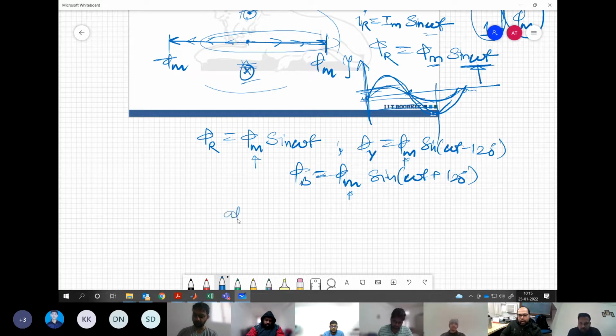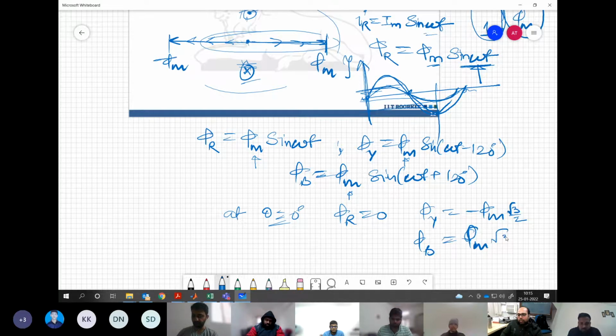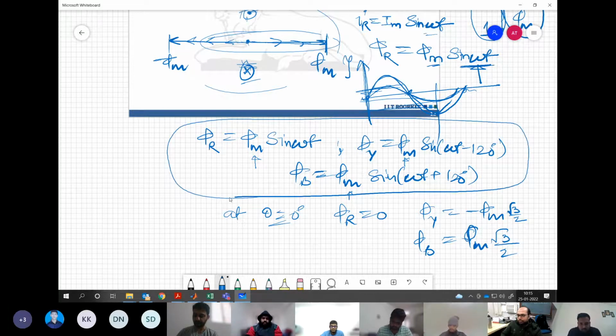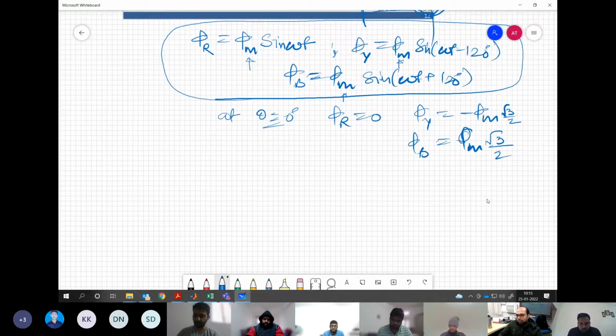For example, at theta equal to 0 degrees, phi r would be 0. Phi y would be minus phi m root 3 by 2. Phi b would be root 3 by 2 times phi m. Isn't it? This point is clear, right? That is the nature of this time distribution. So this is taking different values at different times.